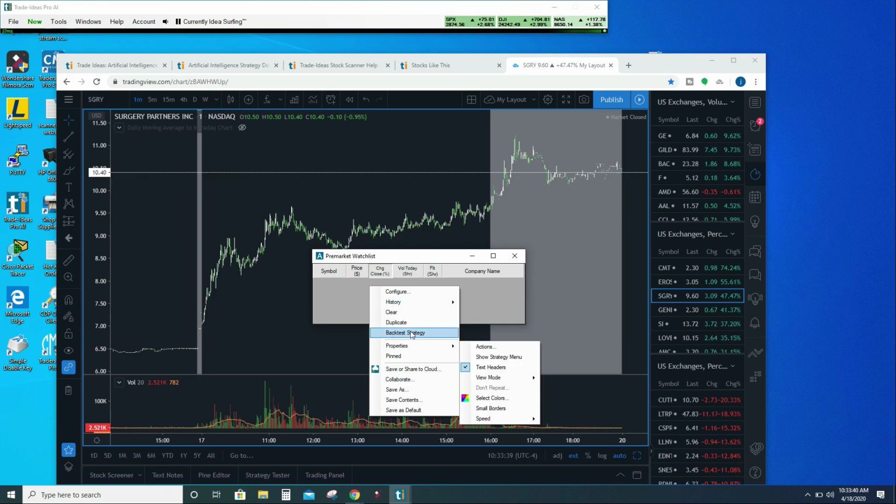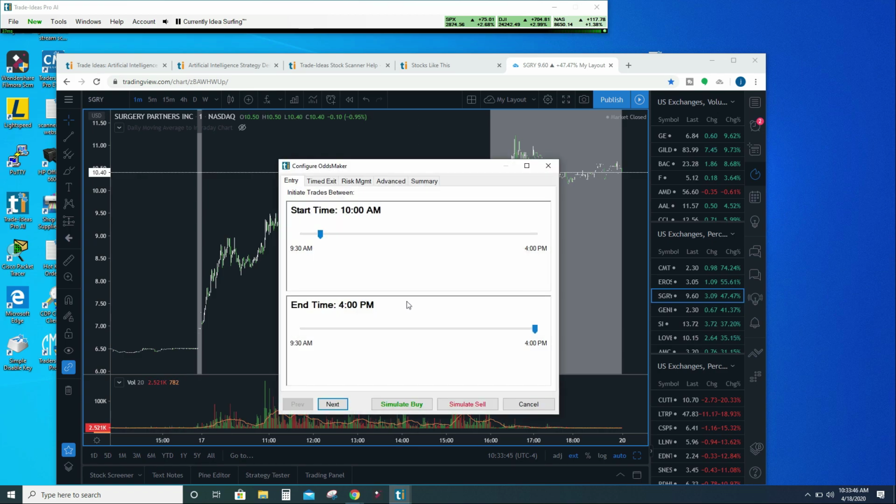Let's go to backtest strategy. This is that Odds Maker. So you just right-click inside of here, backtest strategy. This is a really cool feature where it scans the market for every time the 5-period SMA crosses above the 8-period SMA, and you want to see if that strategy works.